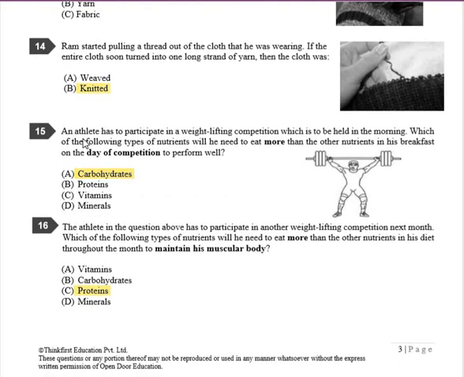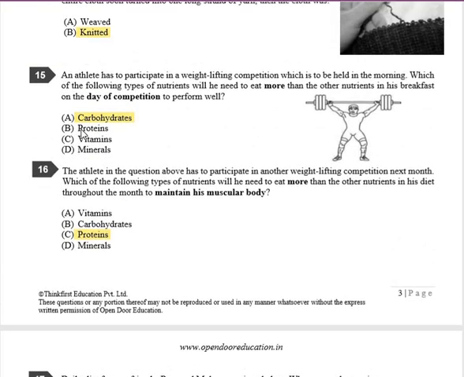Now question number 15. An athlete has to participate in a weightlifting competition which is to be held in the morning. Which of the following types of nutrients will he need to eat more than the other nutrients in his breakfast on the day of the competition to perform well? The first one is carbohydrate, B is protein, C is vitamins, and D is mineral. So the most appropriate answer will be 15A, that is carbohydrate.